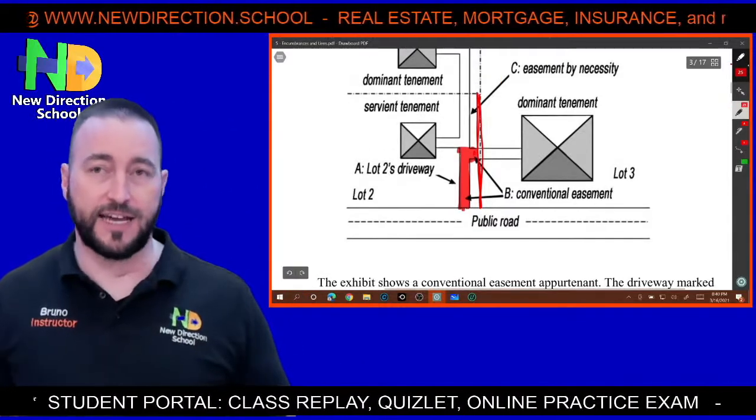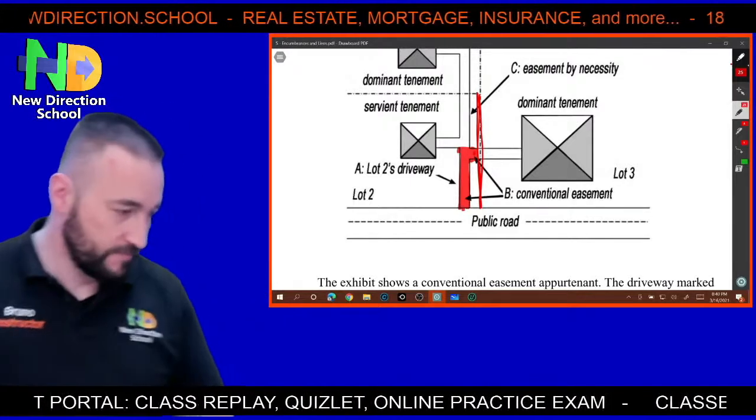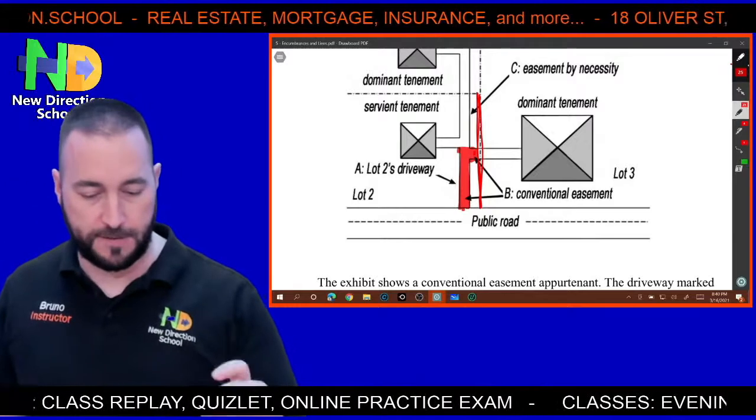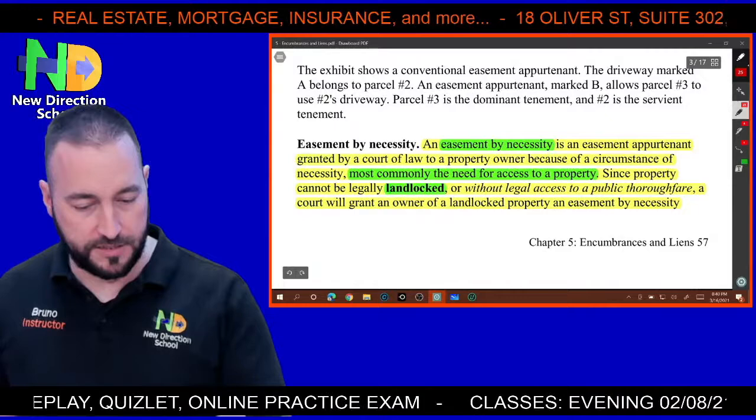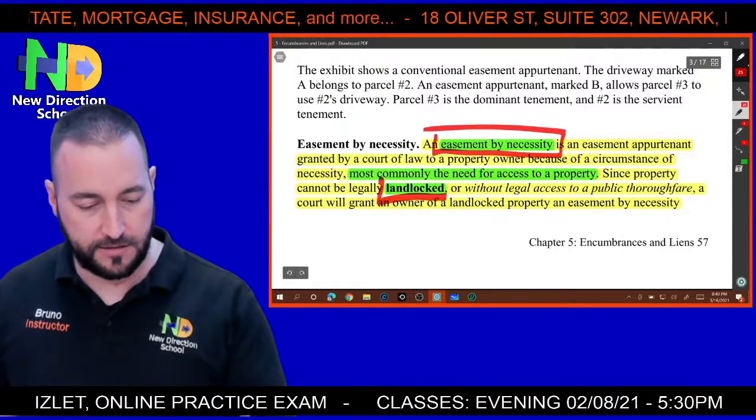In this case, again, lot 3 is dominant, and lot 2, please come through. So they're the servient. Please come through. Okay, use my property. So every time you see easement by necessity, it means landlocked.